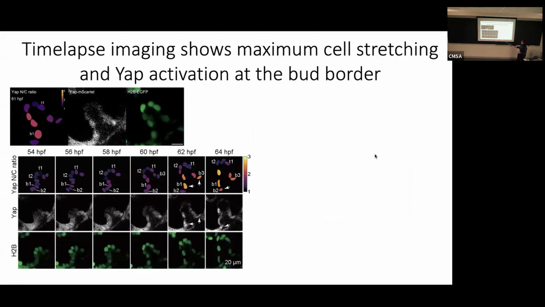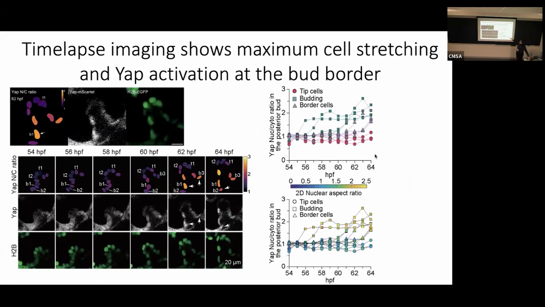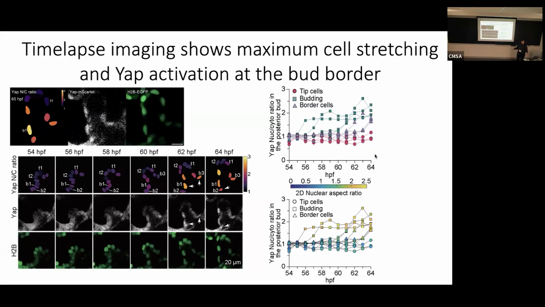So he tracked several cells and found that the maximum stretch they experience and the maximum YAP activation they experience is happening at the bud border. And then this cell, once it turns, it becomes a budding cell, and eventually YAP activation decreases just by natural decay.